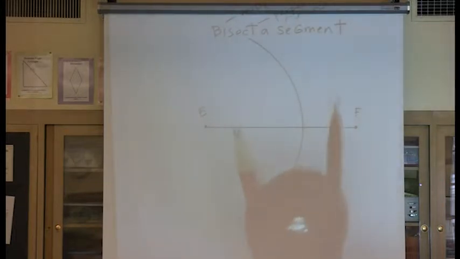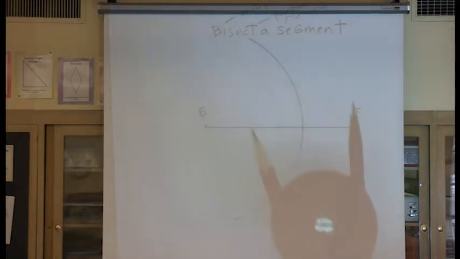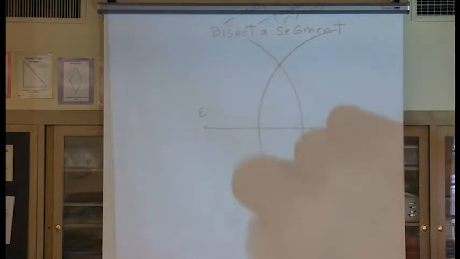And if you accidentally touched your compass, go back and measure it. Make sure that that's the same. Okay? So now you're going to flip your compass the other way. Point N goes on F. Same radius length. And we're going to make a sweeping arc the other way.